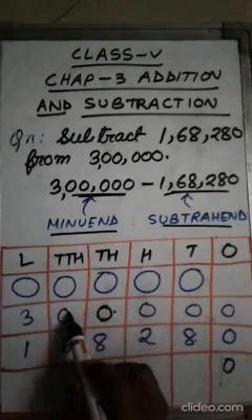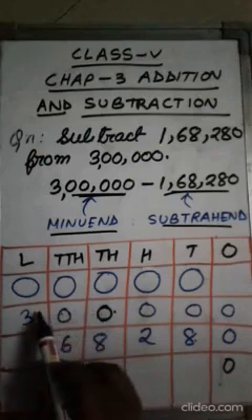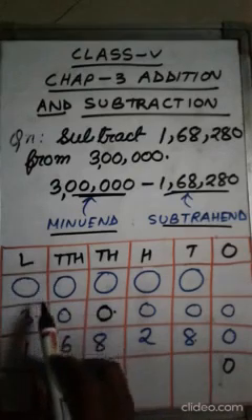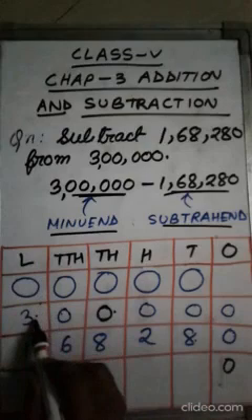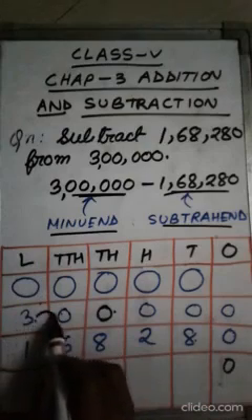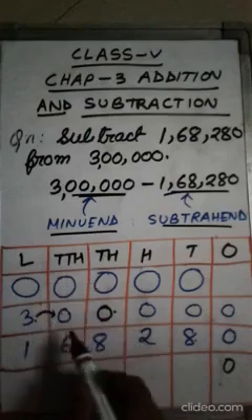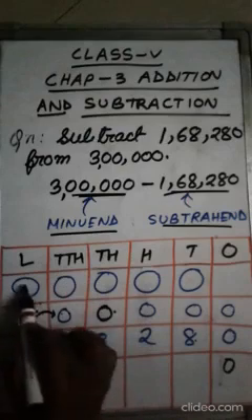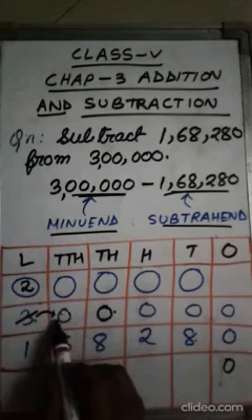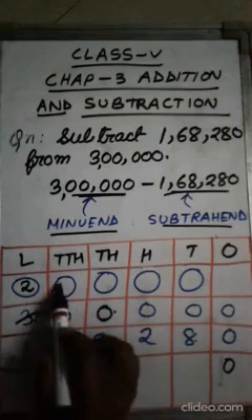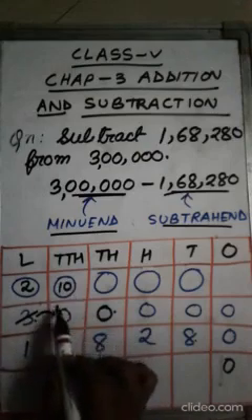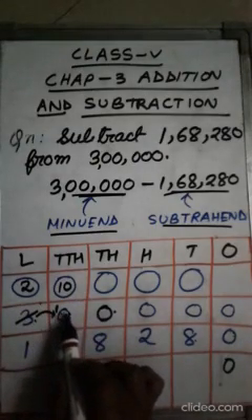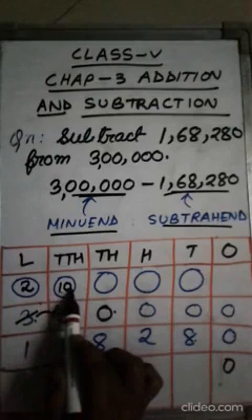Again we go to the next place, that is 10,000s place. Here also the digit is 0, so we cannot borrow. In the next place, that is lakhs place, we have the digit 3. So from 3 we can borrow 1 to the next place, that is 10,000s place. If I take 1 from 3, 3 will become 2, and this will become 10. With 1, this 0 will come together and it will be 10.